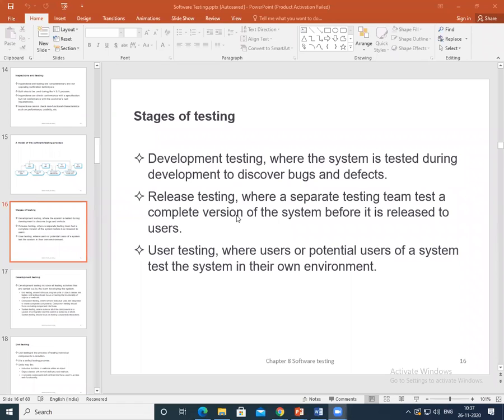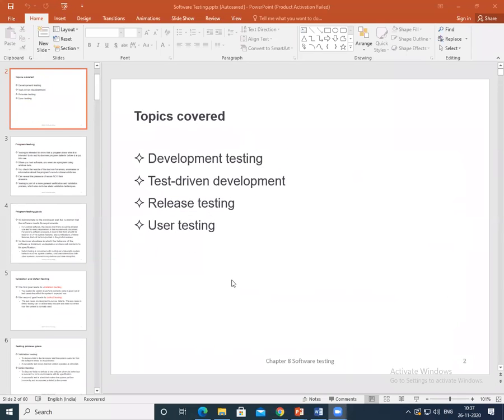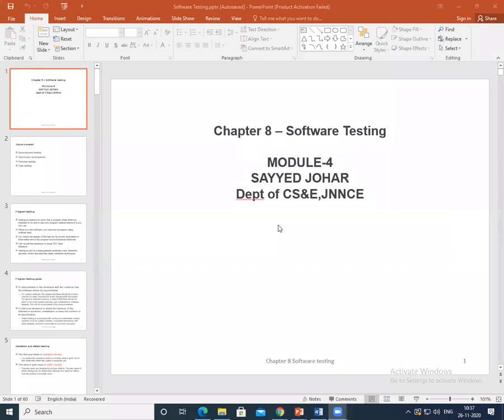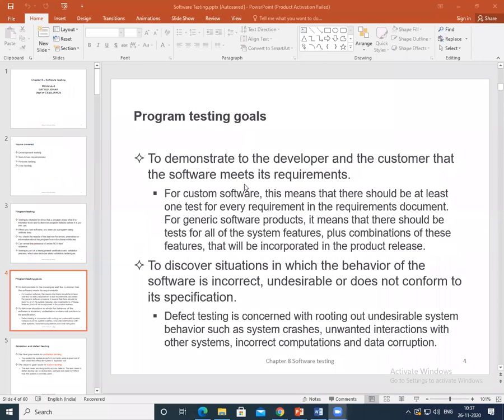So we'll discuss these topics independently, that is what development testing is, what release testing is, and what user testing is. That itself is what this model discusses. To begin with, we should have knowledge of the concept of program testing, what the goals of testing are, and how you achieve these goals. So the first goal is achieved by using verification and validation.